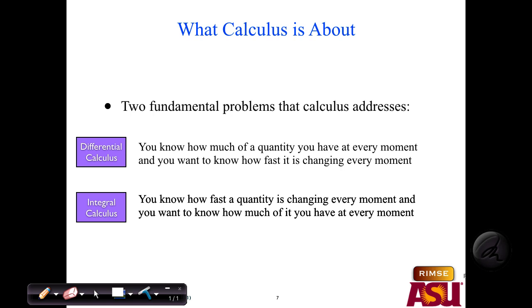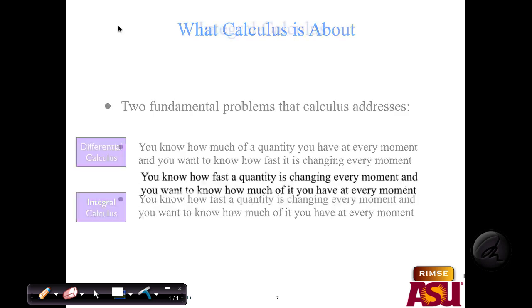What we have been working on, you know how fast a quantity is changing at every moment, and you want to know how much of it you have. But there are steps to this. There's one last step we haven't gotten to. We haven't figured out, well, how do I express just delta x as almost 0 to get that exact accumulation?